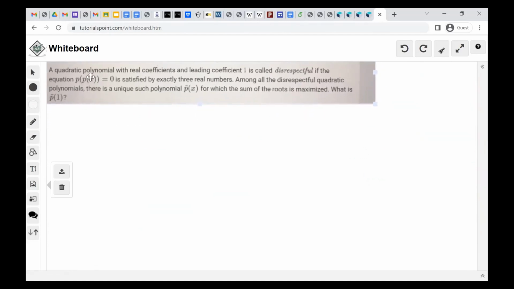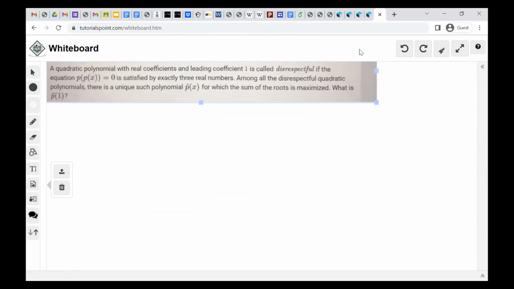So a quadratic polynomial with real coefficients and leading coefficient 1 is called disrespectful if the equation P of x equals 0 is satisfied by exactly 3 real numbers, and there's a unique disrespectful polynomial P squiggle of x for which the sum of the roots is maximized. So what is P squiggle of 1?